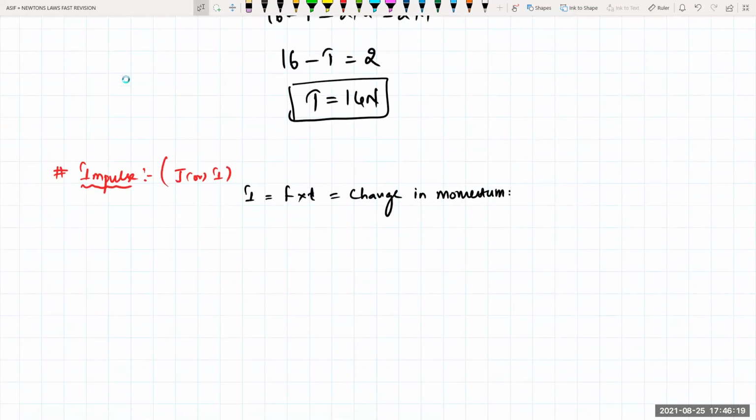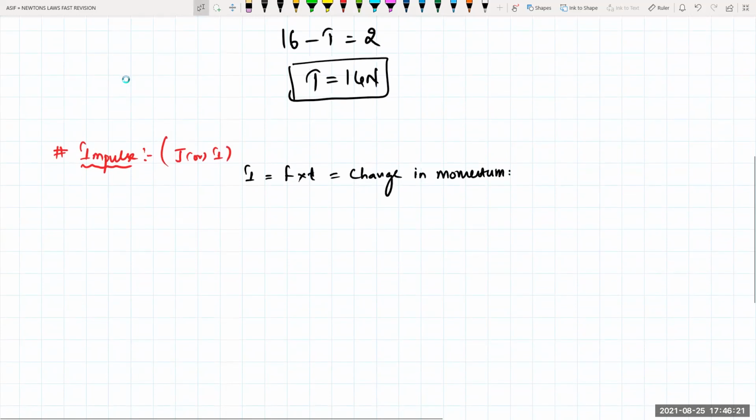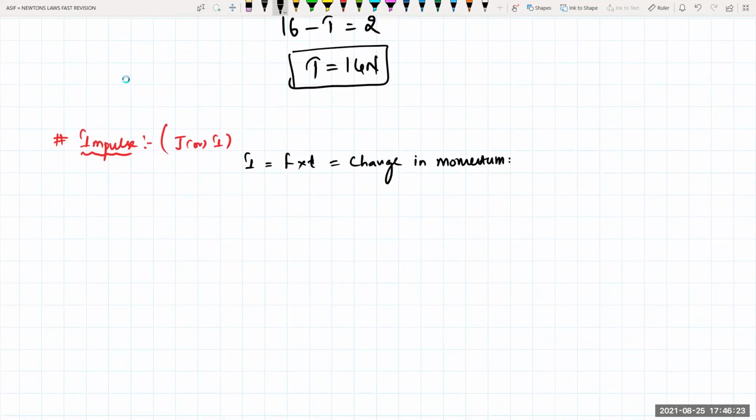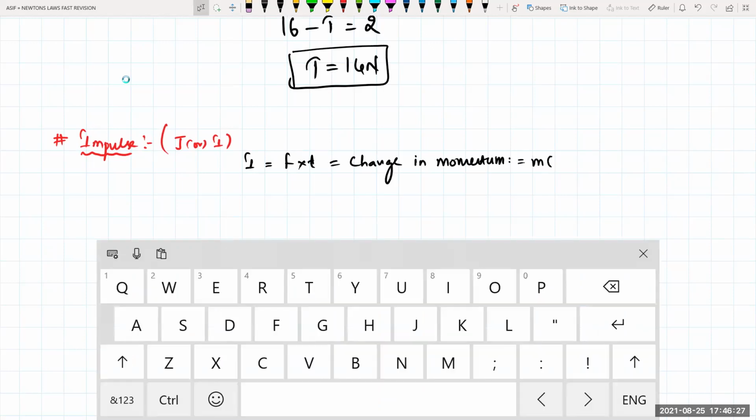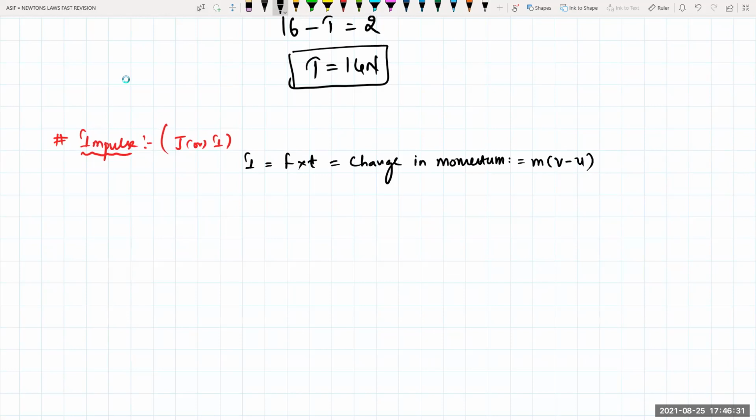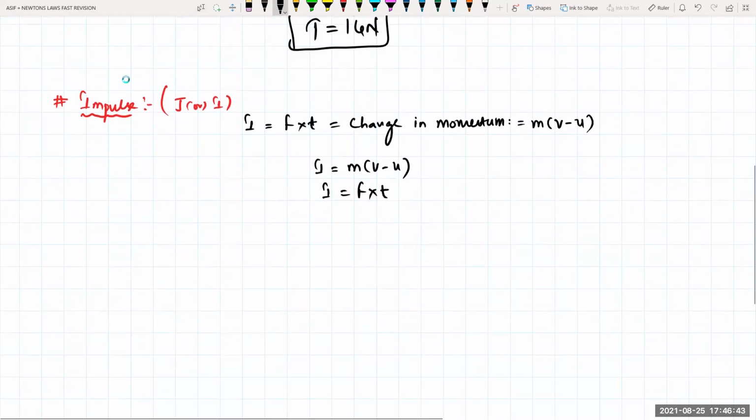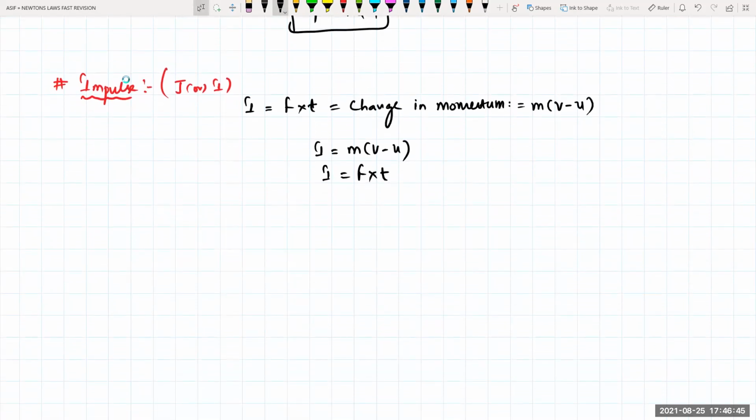So direct applications are there in this, no need to worry much. So force into t is equal to change in momentum. Change in momentum means it will be equal to m into (v minus u). Clear? The impulse is equal to m into (v minus u), or else impulse will be equal to force into t. Clear?